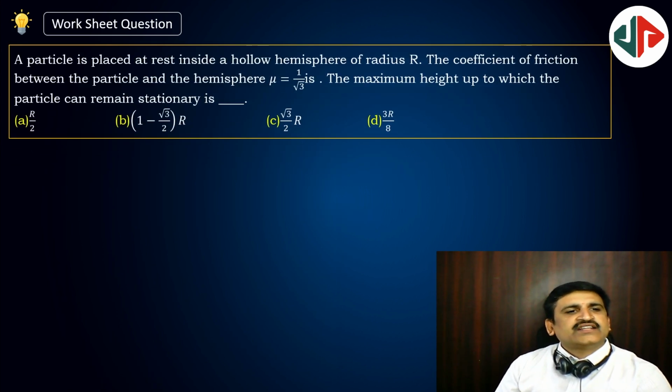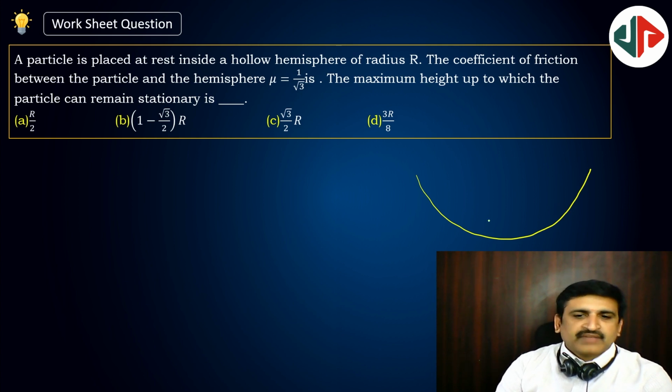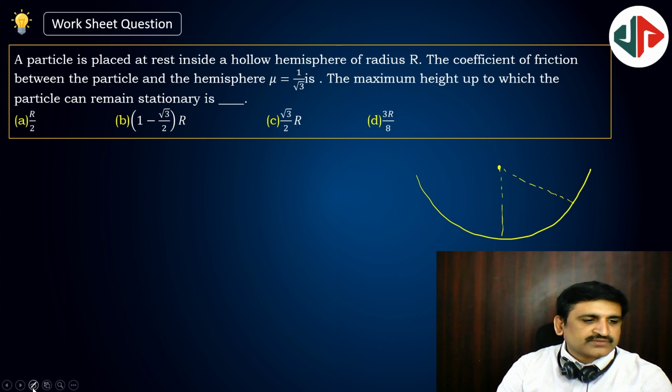A particle is placed at rest inside a hollow hemisphere of radius r. The coefficient of friction between the particle and the hemisphere is 1 by root 3. Find the maximum height up to which the particle can remain stationary. This is the trough, hemispherical. Suppose the radius, and it came up to here, and up to here it remains stationary.